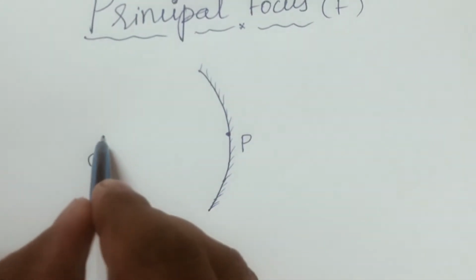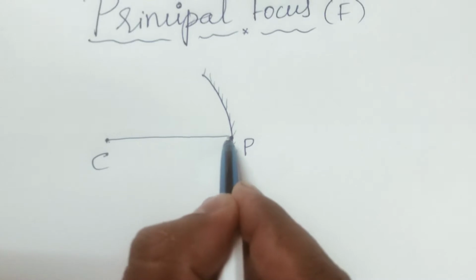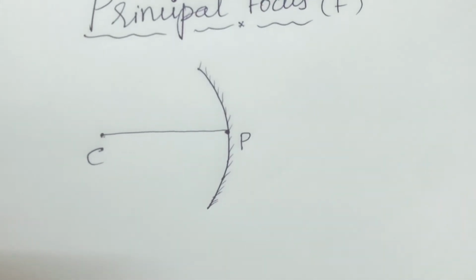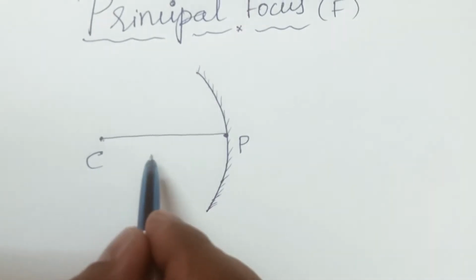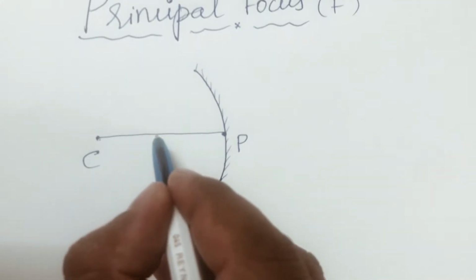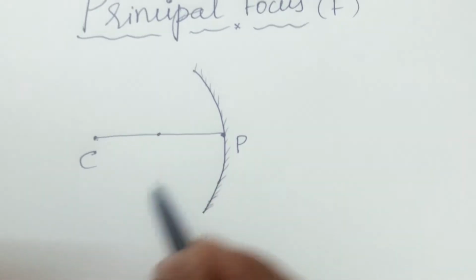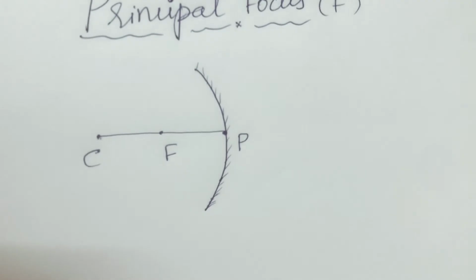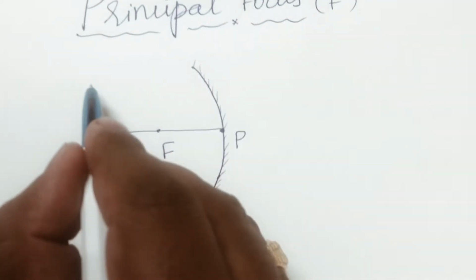Now I will join the line C and P, which is called the principal axis. It is also called the radius of curvature of a concave mirror. Now I'll call this point F, and that is nothing but the focus.